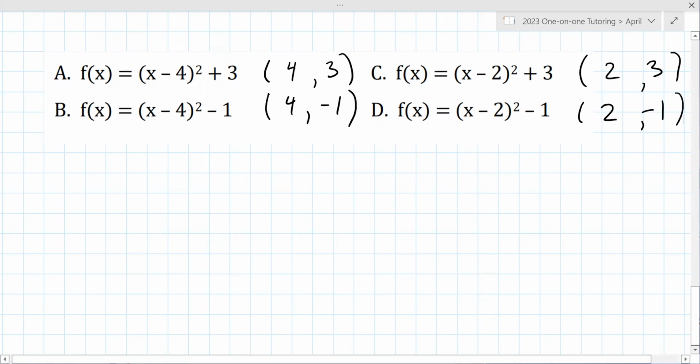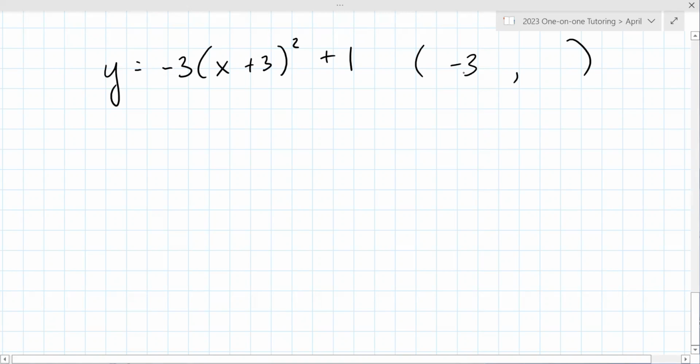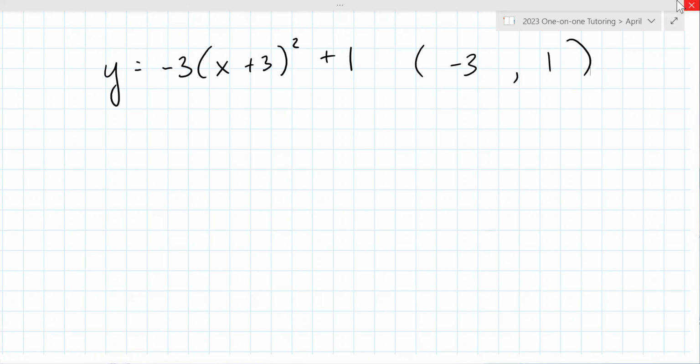So let me give you a couple more here to try. We look at the actual problem. So let's say it's y equals minus 3 times (x plus 3) squared plus 1. Excuse me. What is the vertex of this? This time it's -3, and then -3 and 1. Yeah, you got it. All right, so here's a problem for you to look at.